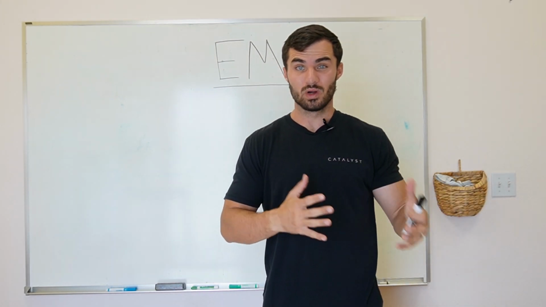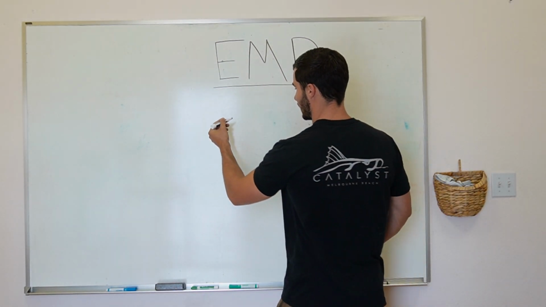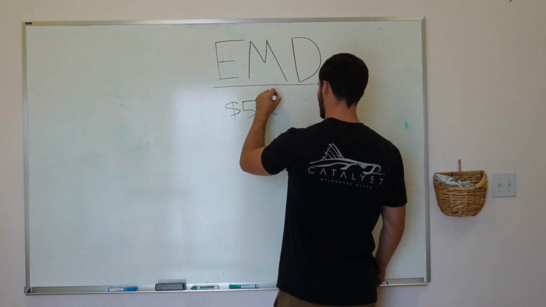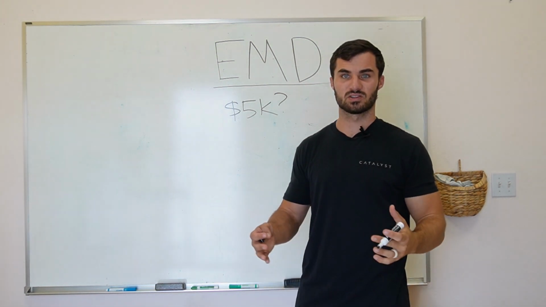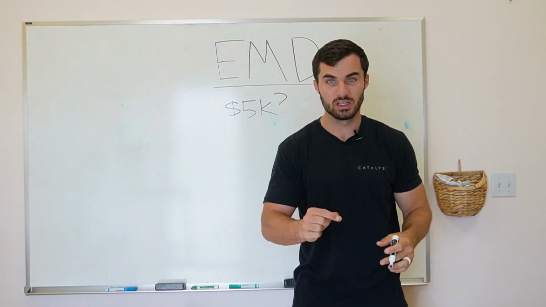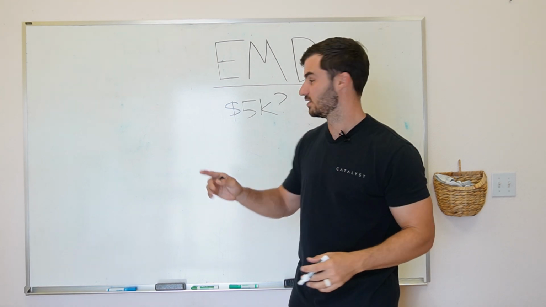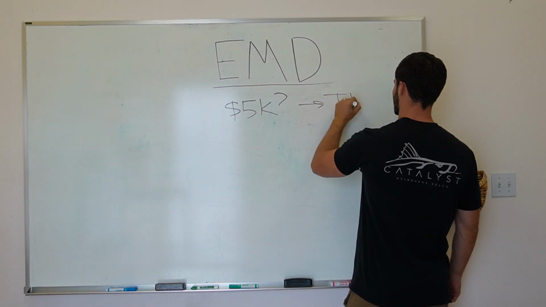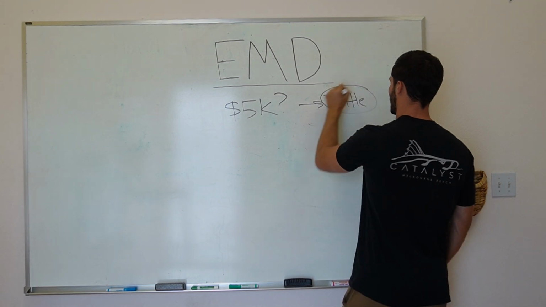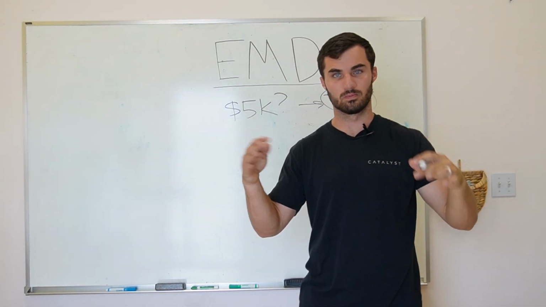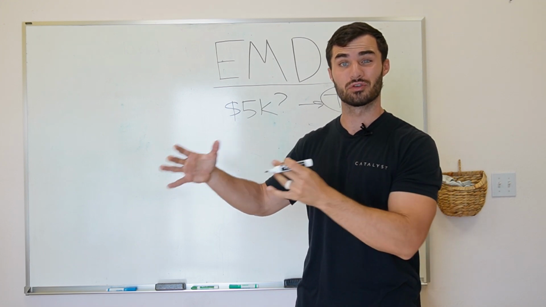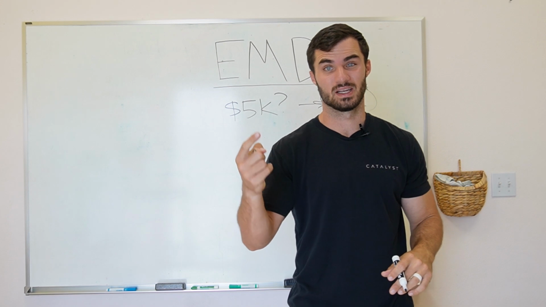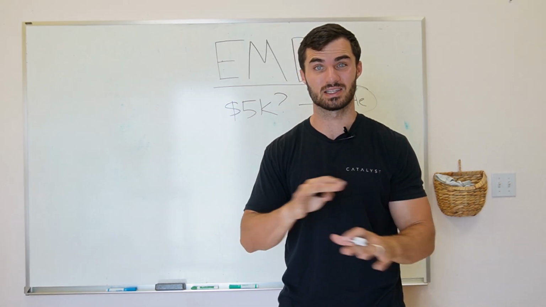And so when you are lending on an EMD deal, like our $5,000 that we have, where is that money going? Every single time, this $5,000 is going to the title company, the title attorney, escrow, whatever. It's going to a third party. It is not going to the seller. It is not going to the wholesaler. It is not doing any of those things.